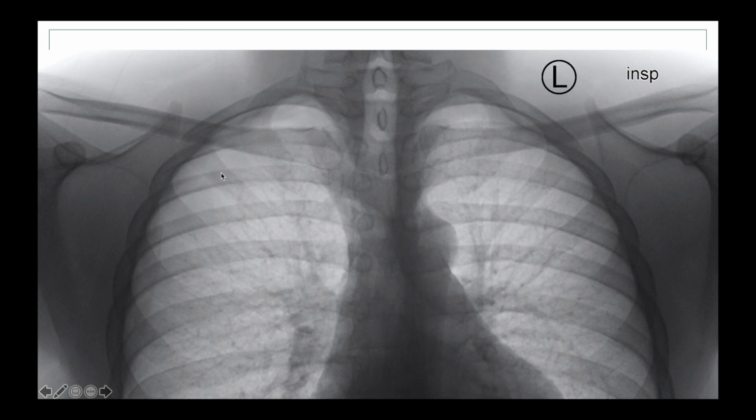This one's a moderate-sized pneumothorax. It's not huge. It's not tiny. Oftentimes they're going to be much smaller, and oftentimes they're going to be much bigger. So this is just a good example of a pneumothorax and how to go through that process.